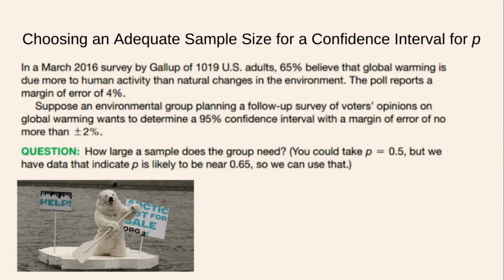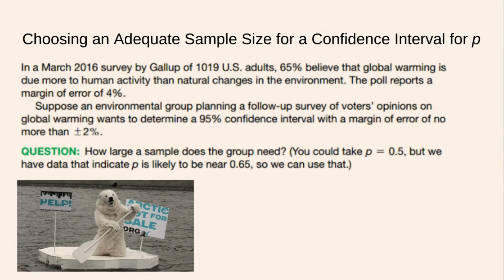So we want to improve our margin of error, make it smaller, get a more precise result without sacrificing quality. We want to be 95% confident we're going to catch the true population proportion. Question: how large a sample does the group need? How large a sample does the group need to get that 95% accuracy? Now, we could use p equals 0.5. That would make it absolutely certain we could keep 95% certainty of catching the true population proportion.